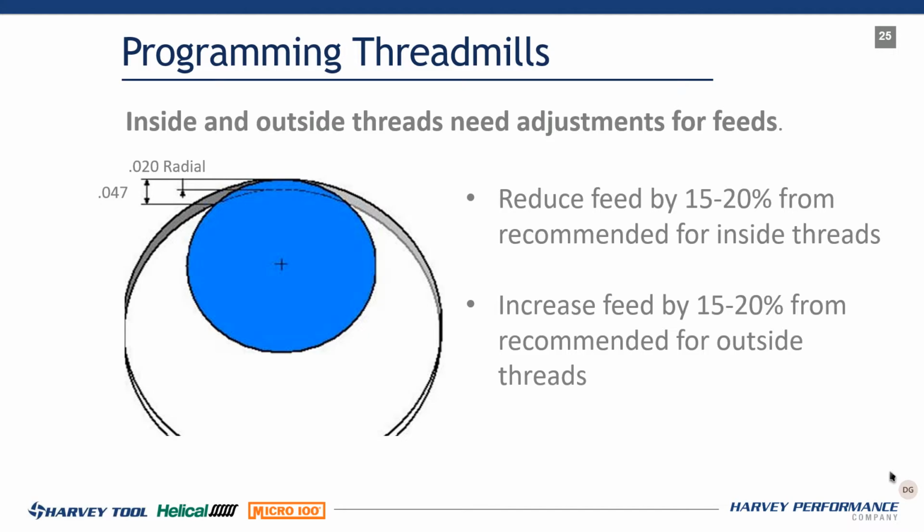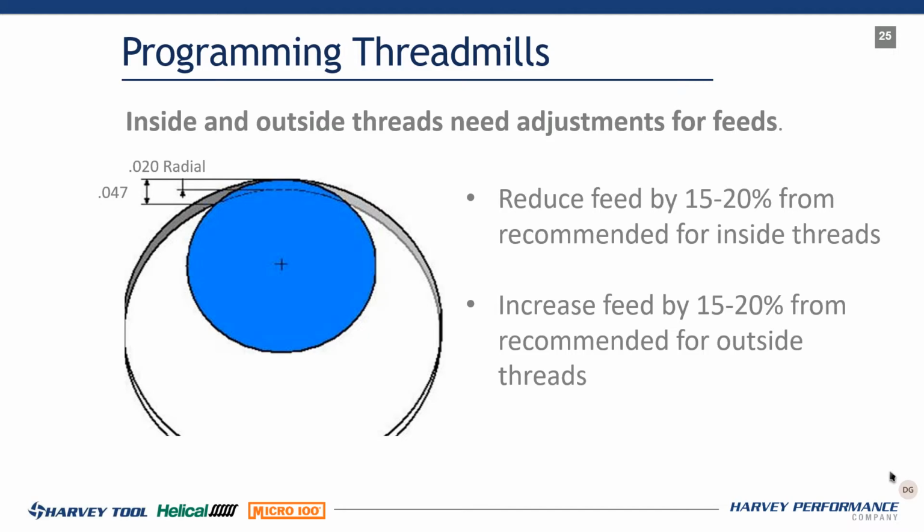Inside and outside threads need adjustment for feeds. If you've done a lot of thread mills, we have a calculation, and I read it the other day, and I've read other people's calculations, and I think you need a degree in physics to understand it. It does get simpler the more you do it, but I'm going to give you an easy way to do that. Reduce your feed by 15 to 20% from recommended for inside threads. Increase your feed by 15 to 20% from recommended for outside threads. Why is that?